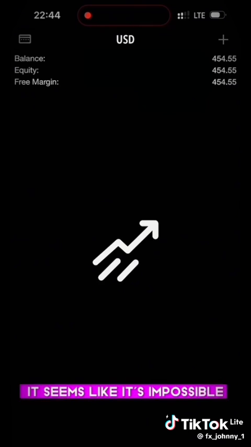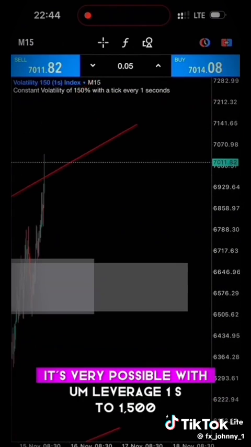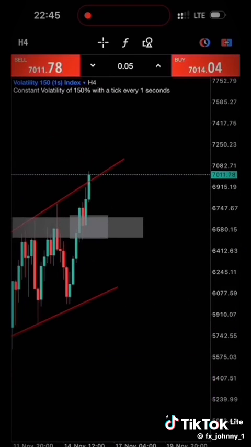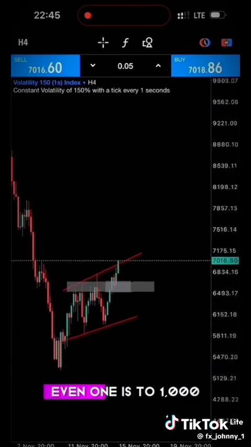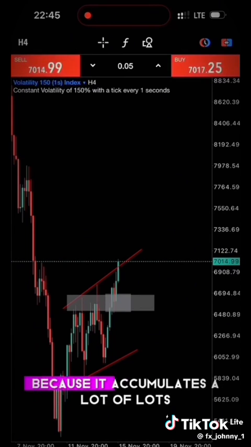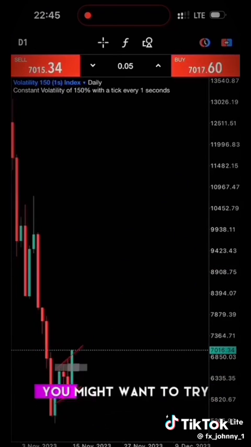It seems like it's impossible, but it's very possible. Yes, it's very possible with leverage 1 to 1,500. It's very possible. Even 1 to 1,000, that can still do, because it accumulates a lot of lots. Volatility 151S, you might want to try.